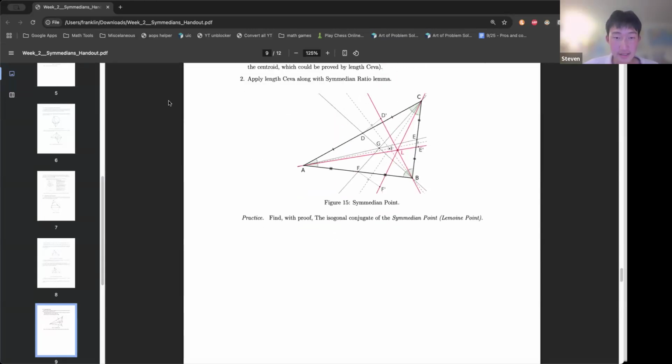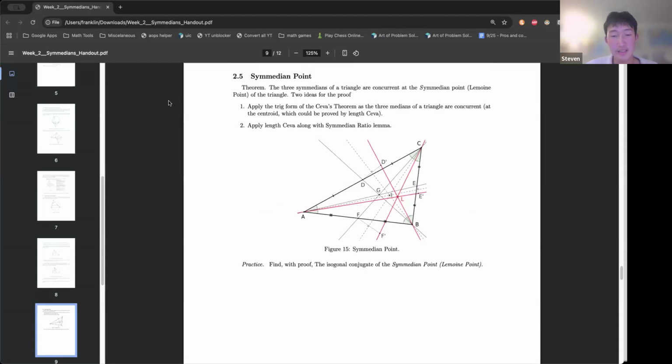And the practice section for this is to find the orthogonal conjugate of the Symmedian point. It's quite straightforward. I'll just give it to you that it is in fact the centroid. And the reason is quite straightforward: Symmedian lines are orthogonal to the medians.